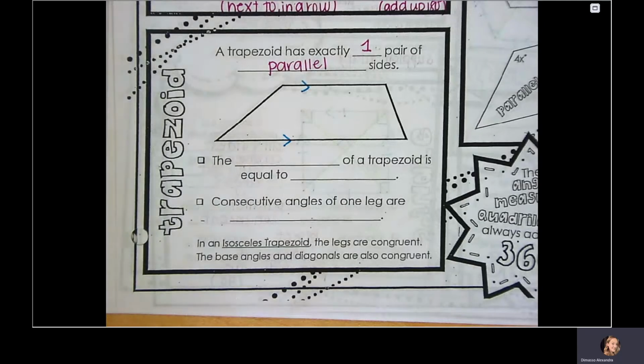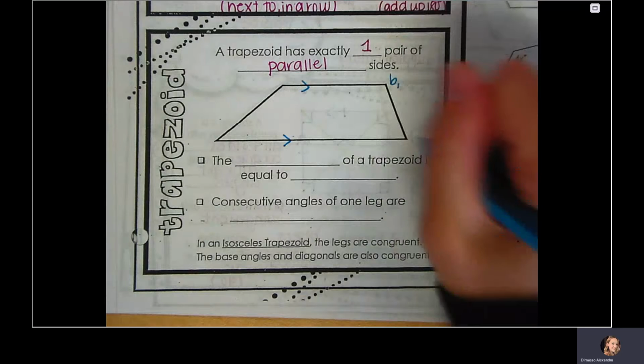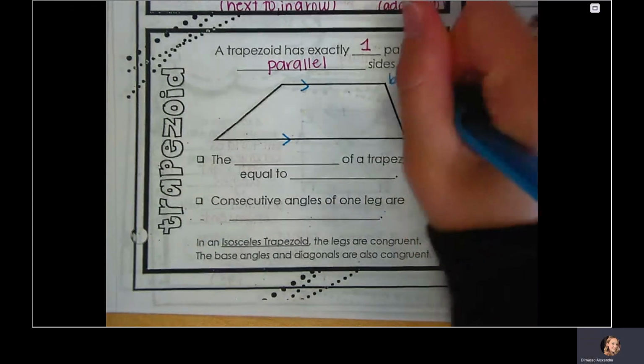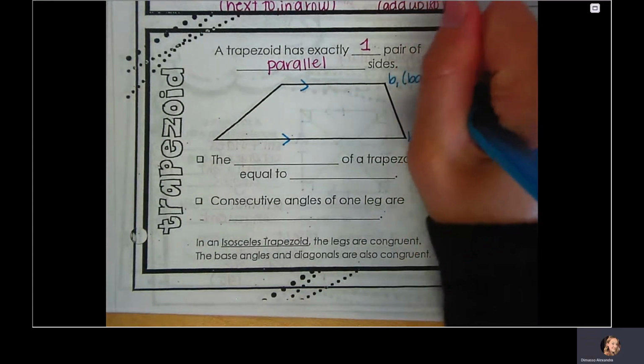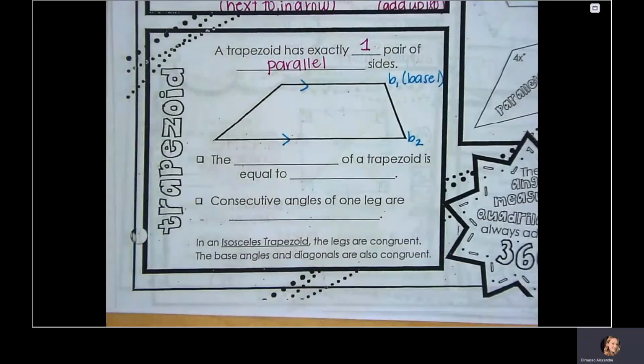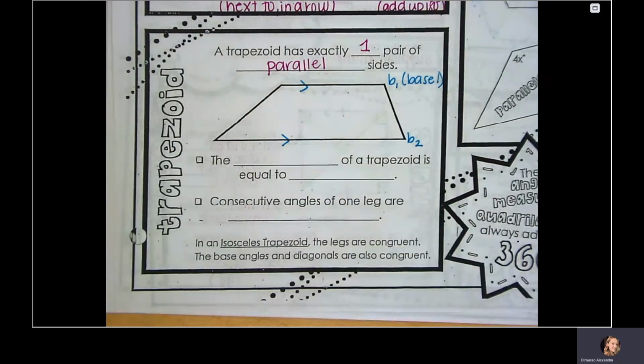Now, the two that have the parallel sides, these are called the bases. So this is called base 1, and this is called base 2. We put a B with a little 1 next to it to show that it's base 1, and then a B with a little 2 next to it to show that it's base 2. So your bases are the ones that are parallel.